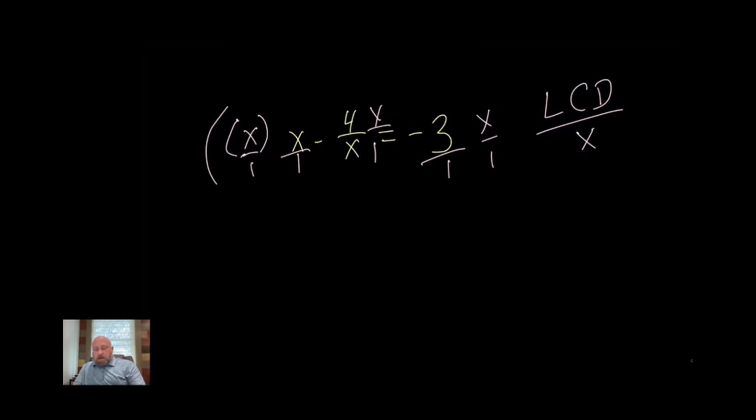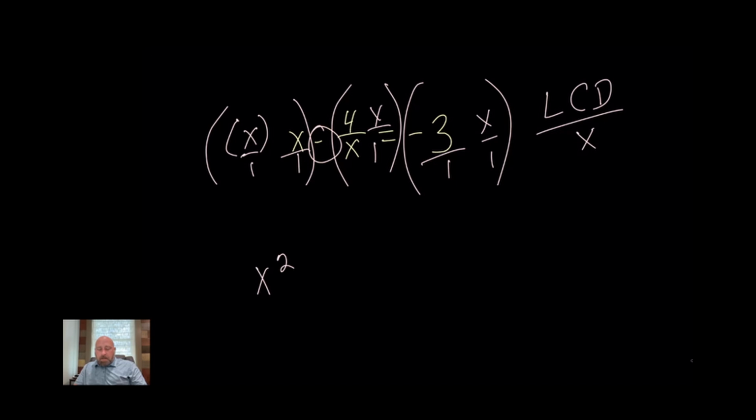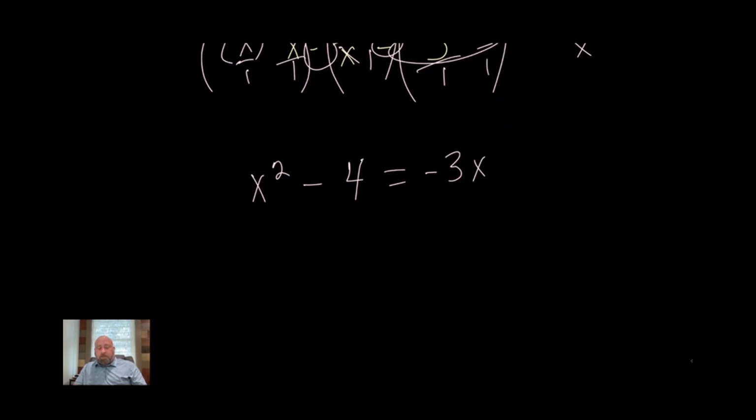All right, so let's go ahead and multiply these all out. We'll multiply this one, then this one, and then this one, okay? X times x gives me x squared minus, and then x and x cancel, so I just have a 4 over 1, so just a 4. And then our equal sign, this is a -3. There's nothing on the denominator here, so we just multiply these two. So -3 times x is -3x.